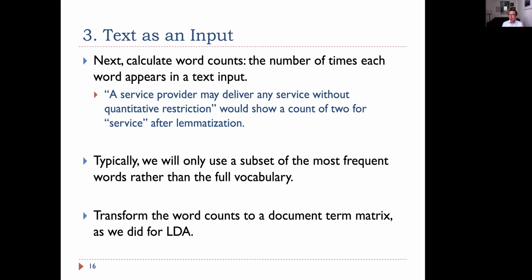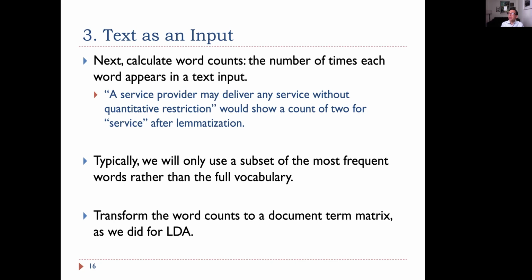Now, normally in a long text document or a large database, there could be tens of thousands of words. That's going to be hard to work with, both because a lot of those words are not particularly meaningful, and also because it's just going to make the model run very slowly. So usually we're going to cut off the number of words that we consider to be some subset based on the most frequently occurring words. Then the key step is to take this vector of word counts and transform it into a document term matrix.